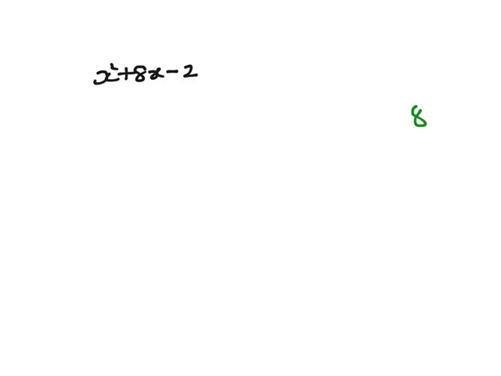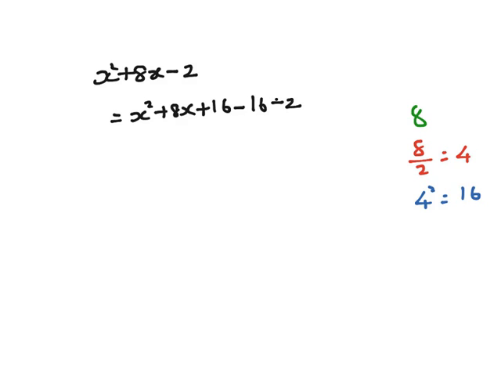So I'll use a red color. Let's say 8 by 2, which is actually 4. And the third step is squaring it. So 4 squared, which is 16. And the next step is you add and subtract 16 to this expression. So I'll write equal to x squared plus 8x plus 16 minus 16 minus 2.